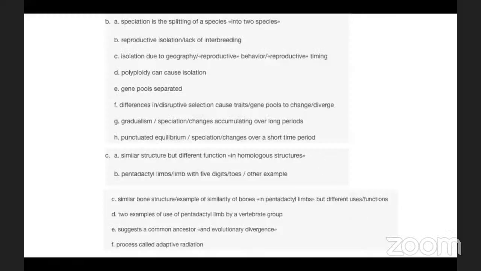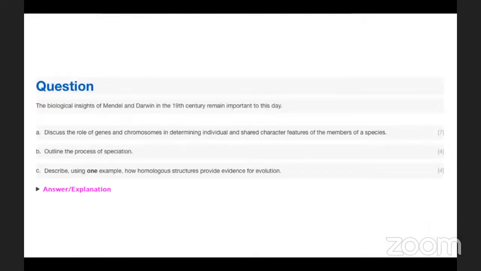Alright, anyway. Kita masuk balik ke question C. Right, Bismillahirrahmanirrahim. Last question for the day. Before we kahoot, describe using one example how homologous structure provide evidence for evolution. So again, soalan describe, tapi there's a catch. Wajib bagi example how homologous structure provide evidence for evolution.